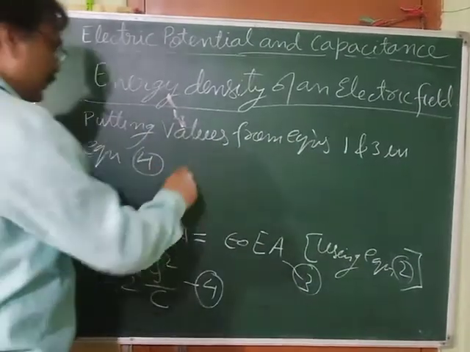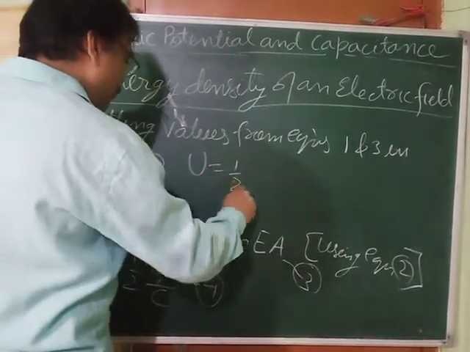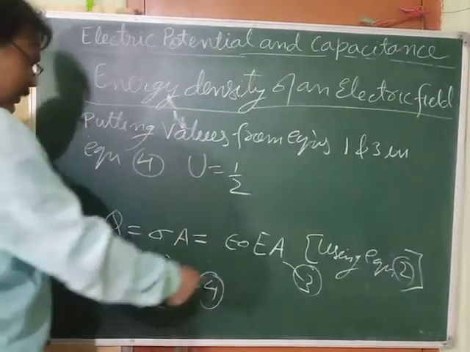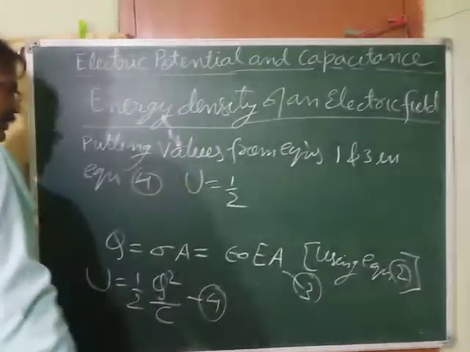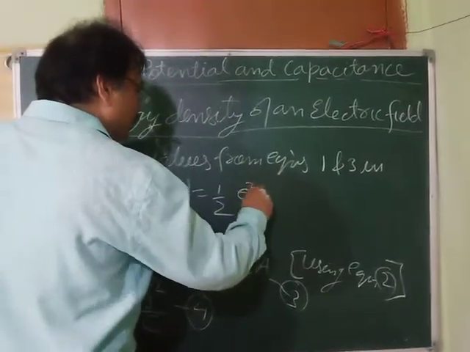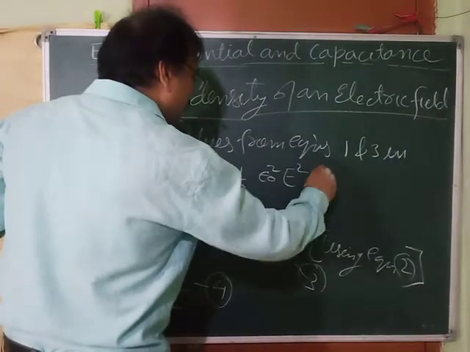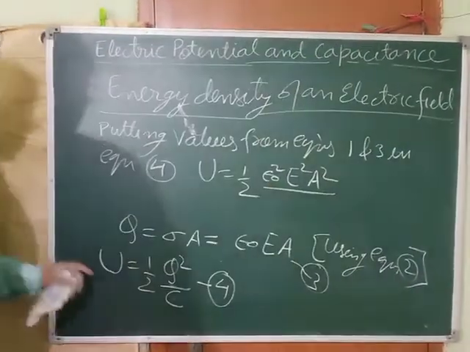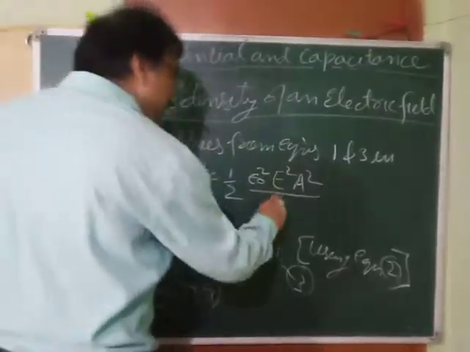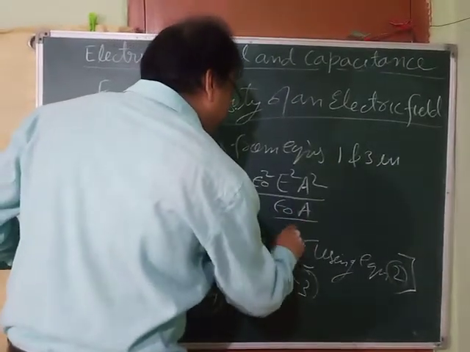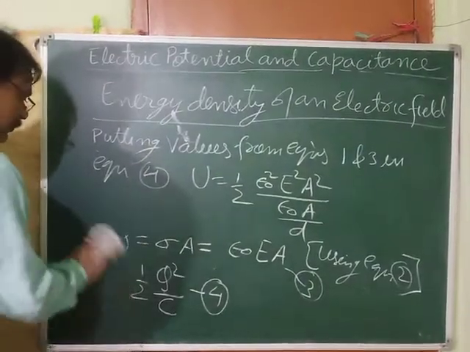What will we get? See, U is equal to 1 by 2. What is the value of Q? It is epsilon naught E into A, and that is squared, so Q square is there. So epsilon naught square, E square, A square, upon C. What is the value of C from equation 1? It is epsilon naught A by D. That's what we get.